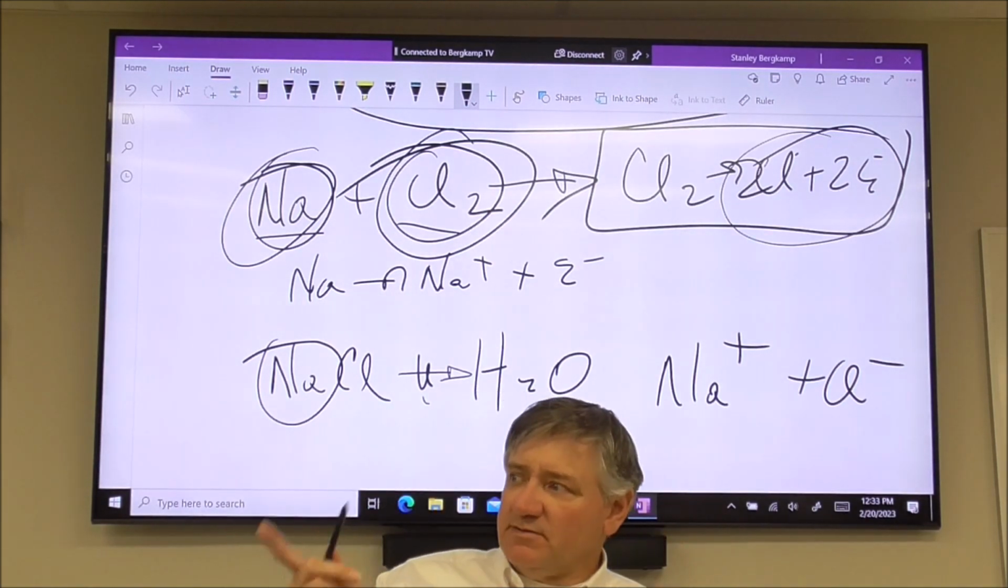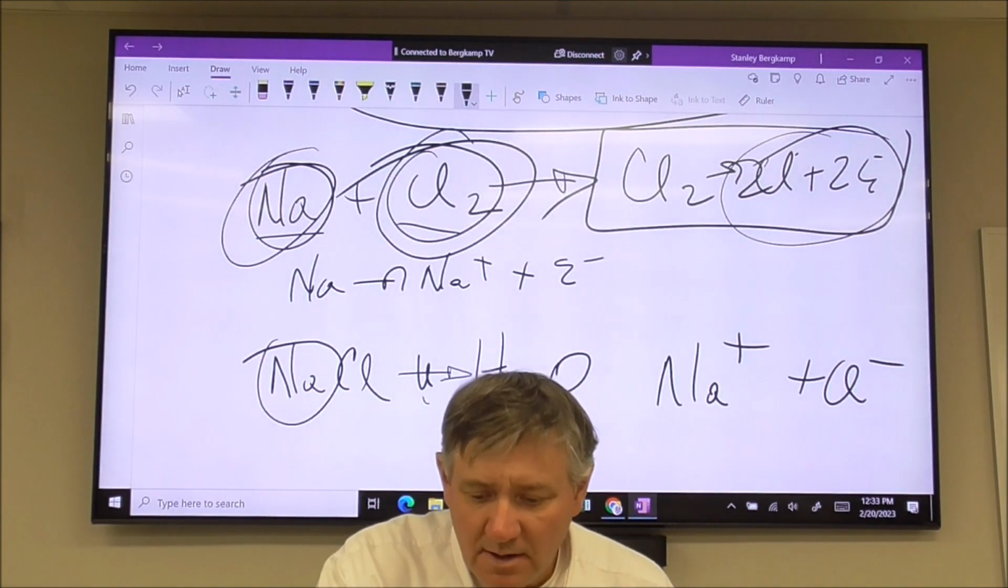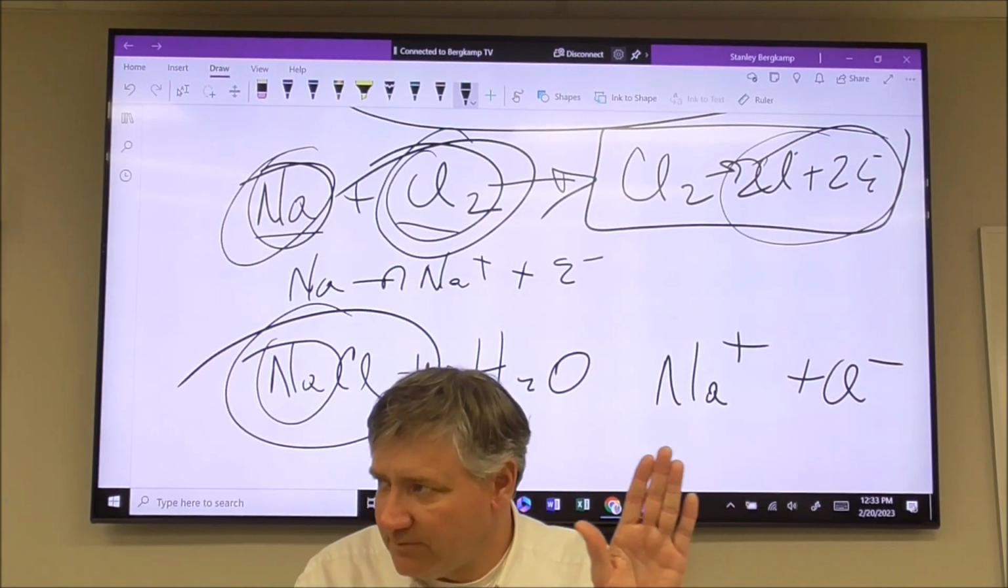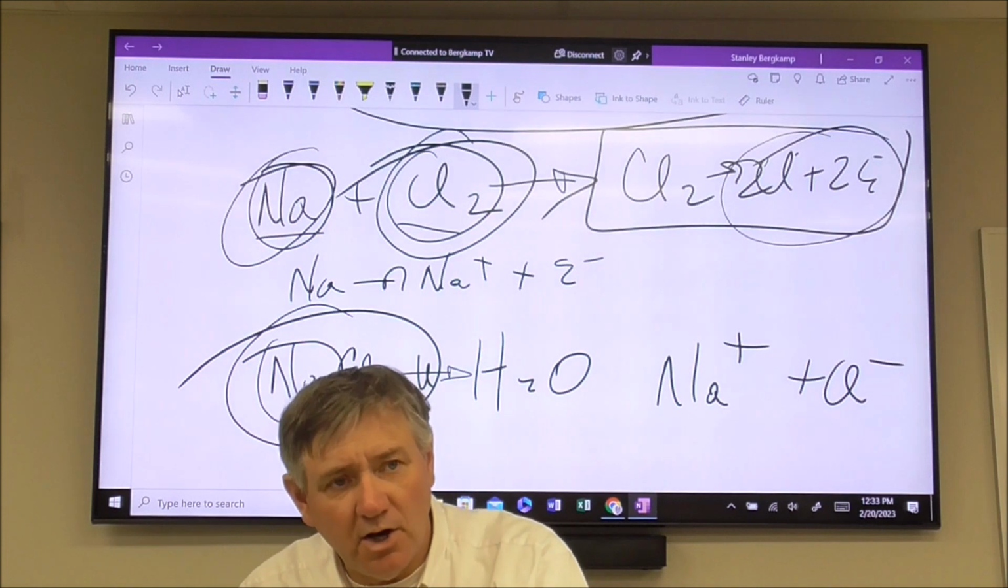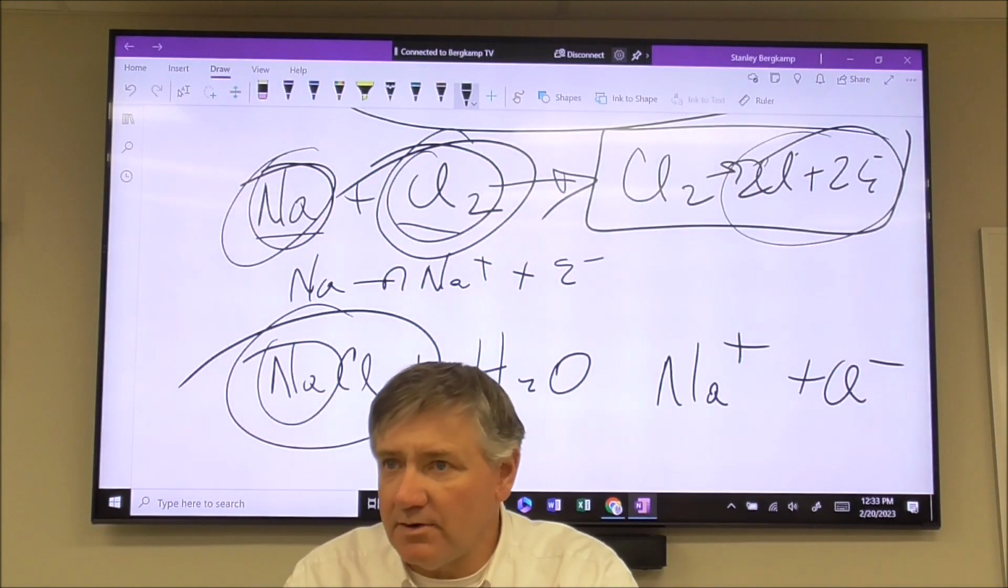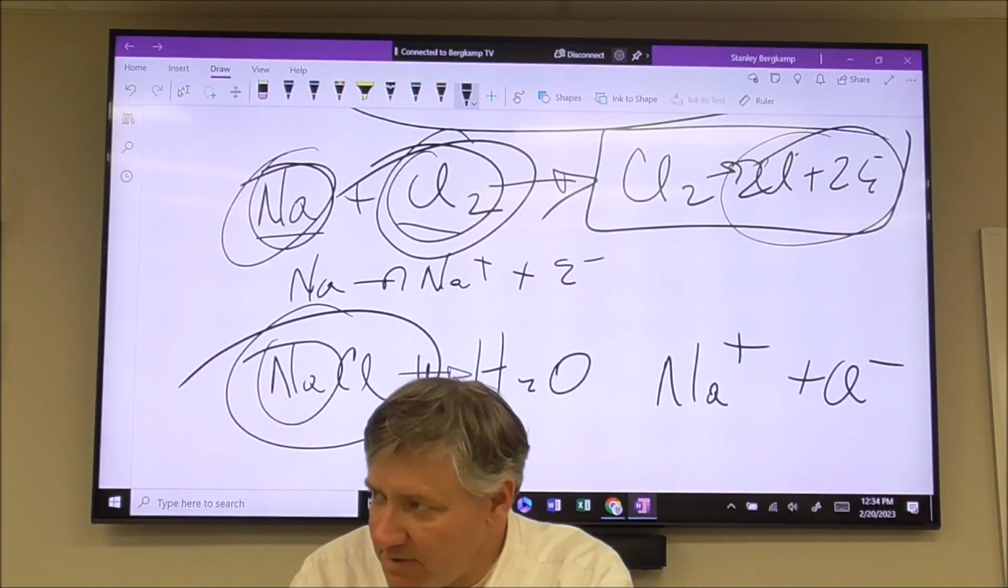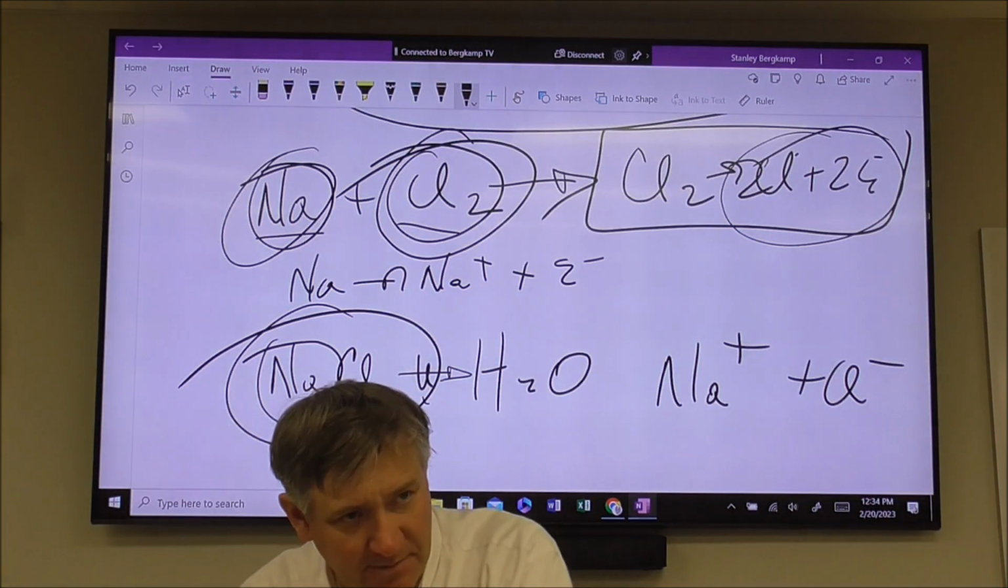So this is what I want you to see, the difference. Sodium chloride is completely inert. We use it for flavoring soups. Elemental sodium, you drop that in water, a very violent reaction takes place. Chlorine gas, completely poisonous, bad things are going to happen.